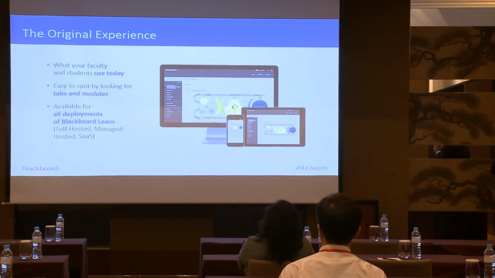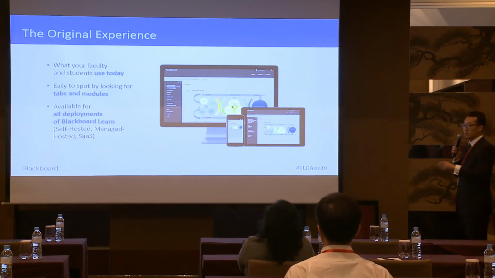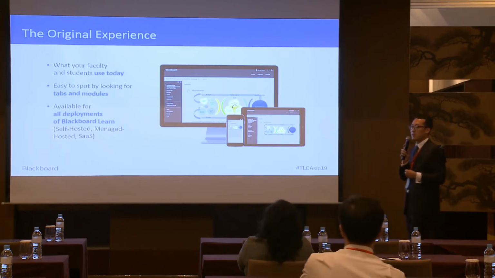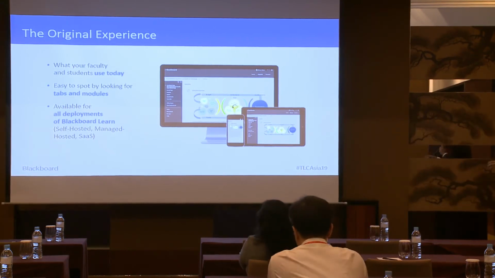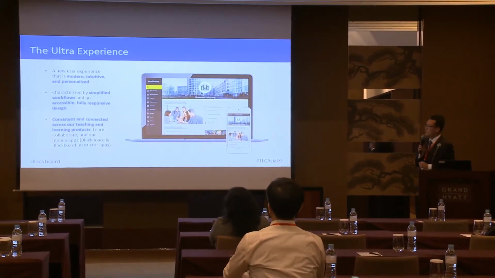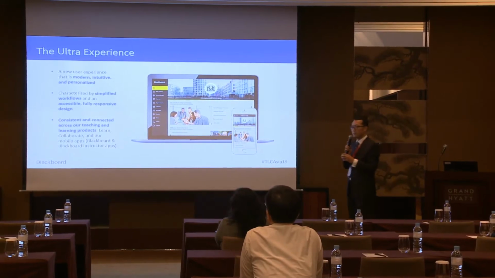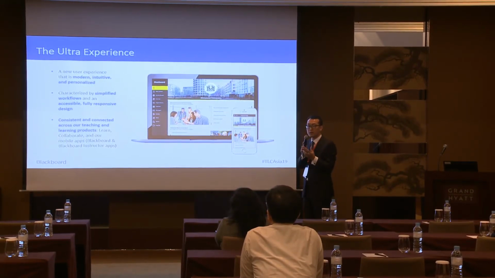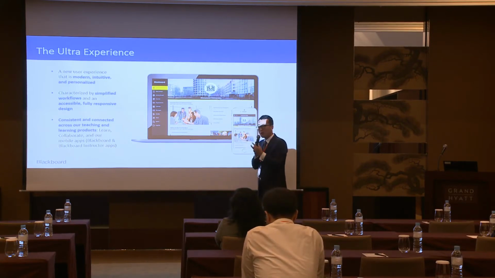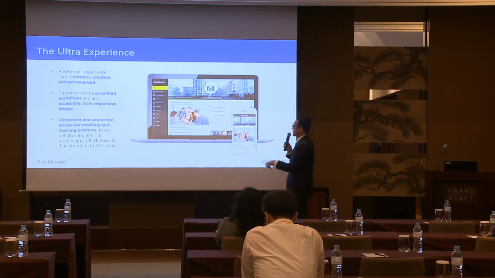I just want to quickly go through the original experience, the interface, the features, the courses, which you are using today by default. You already know that, which is tabs and modules, easy to add. But I want to mention the Ultra experience. This is the new experience, which is more intuitive and simplified. We're trying to build all the teaching and learning tools on this as an integrated platform. Blackboard Learn, Collaborate, mobile, AI, everything is in one platform, right? You can easily just use it. So this is the Ultra one.